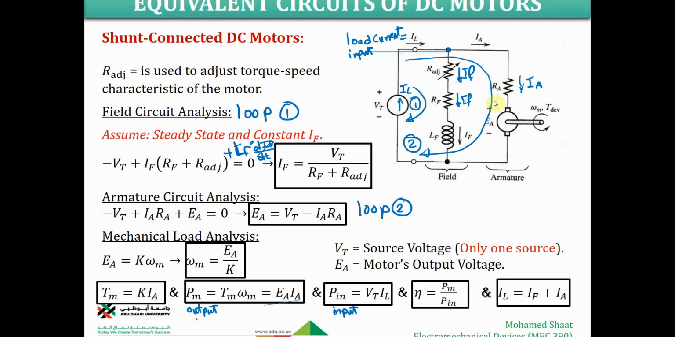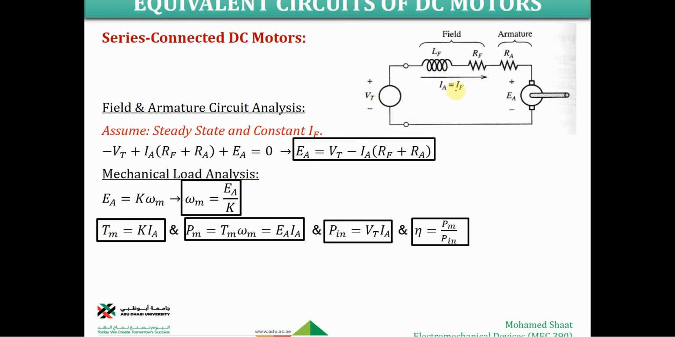But we're still using only one common source that is gonna be used for feeding both of the two branches. But how about if we decided, instead of putting them in parallel, to put them in series? The good thing is that we're gonna have the same current flowing through the field and the armature windings, so IA and IF are going to be equal. And in addition, we're still using only one source, which is VT. So it's going to be a very simple loop, only one single loop where we can apply the Kirchhoff voltage law.